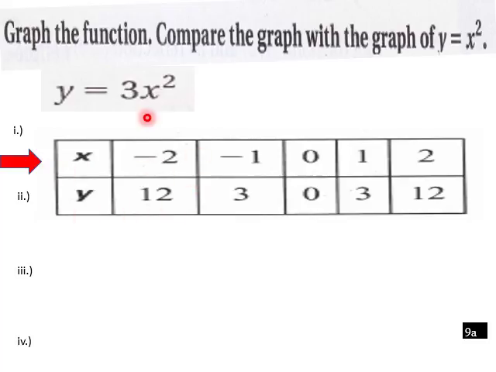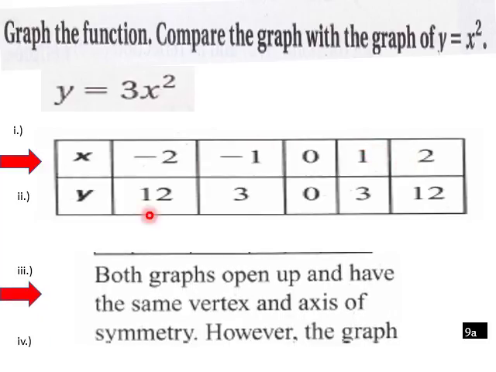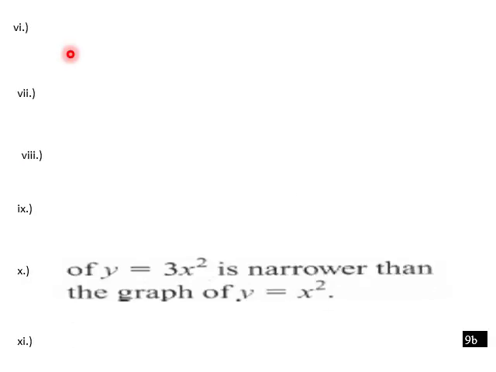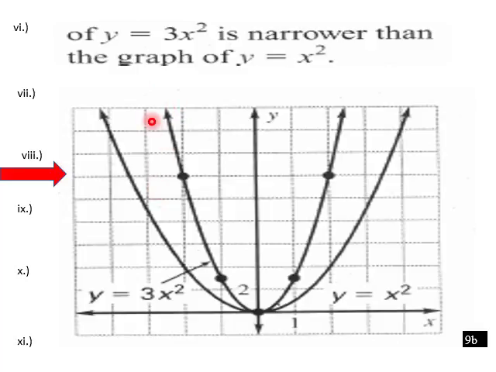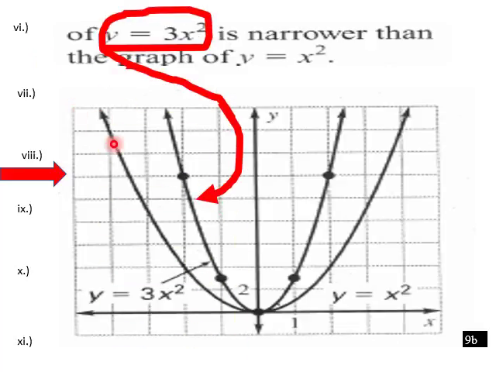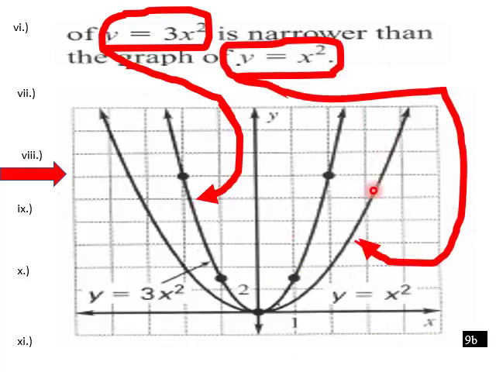So y equals 3x squared. Here's your table of values for this function. Both graphs open up. Here's the parent function for quadratics. This is going to be a lot tighter of a parabola. So here is your 3x squared. It's a lot steeper than your parent function, which is this parabola right here. And then the flatter parabola is your parent.